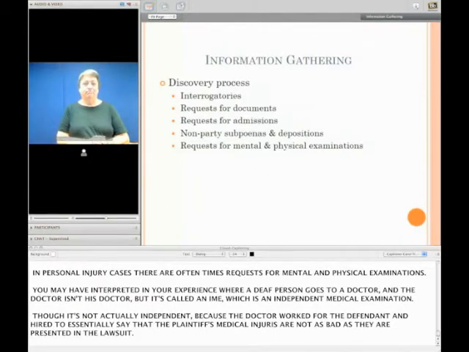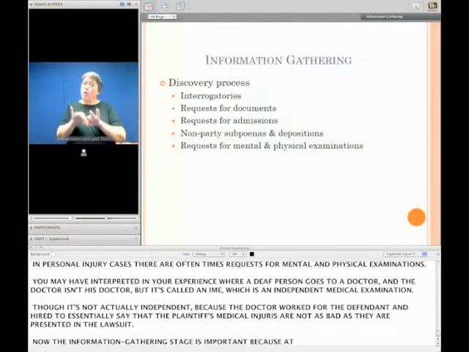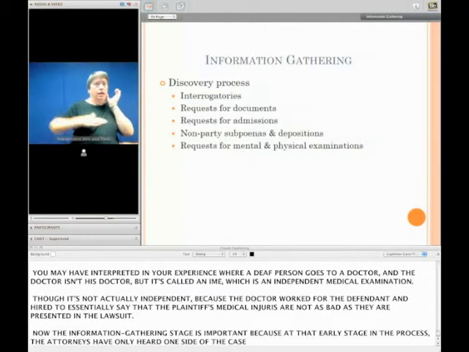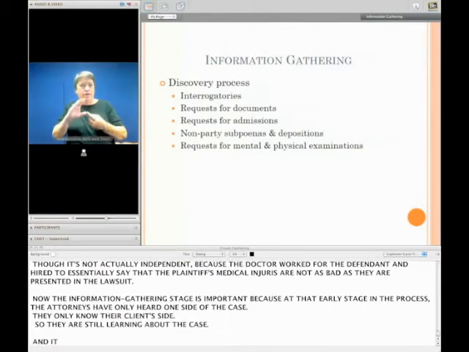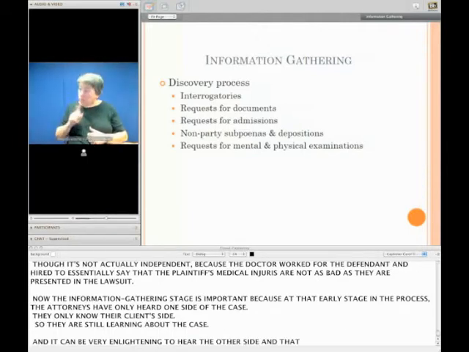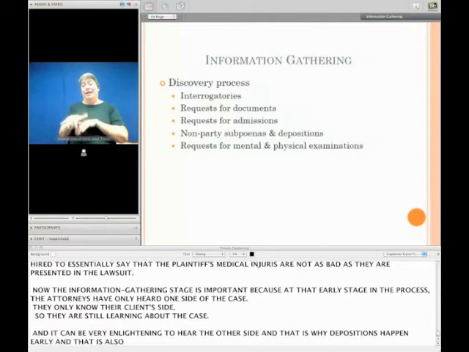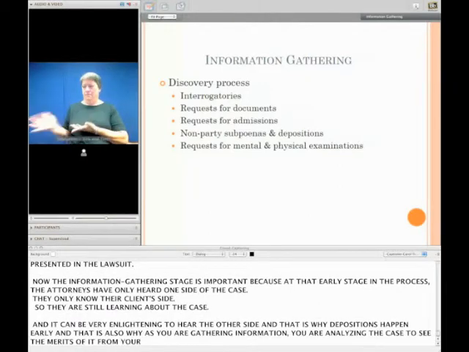Now, the information gathering stage is important because at that early stage in the process, the attorneys have only heard one side of the case. They only know their client's side. So they're still learning about the case. And it can be very enlightening to hear the other side. And that's why depositions happen early, and that's also why, as you're gathering information, you're analyzing the case to see the merits of it from your opponent.